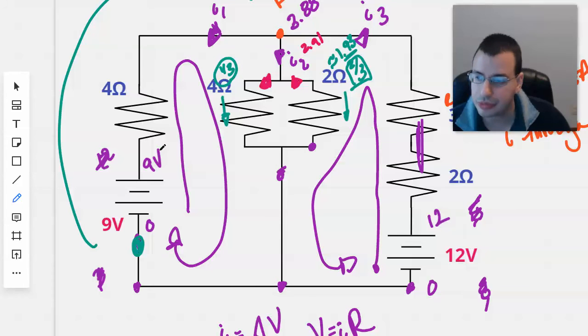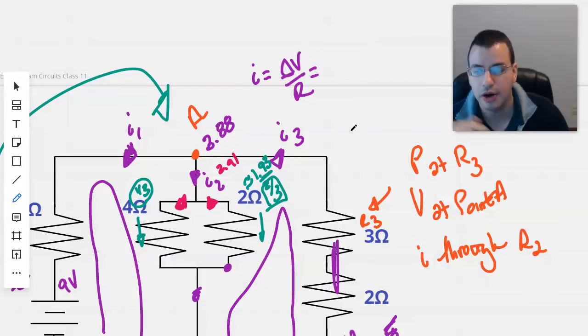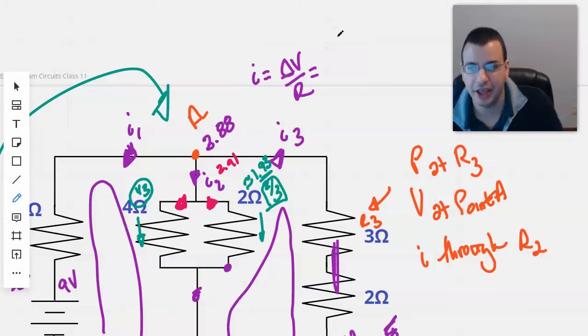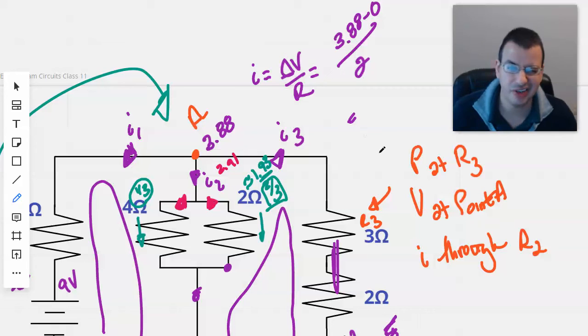Okay, so we have 3.88 and 0, and then we have a resistance of 2. So we're going to have 3.88 minus 0 over 2. 3.88 divided by 2.